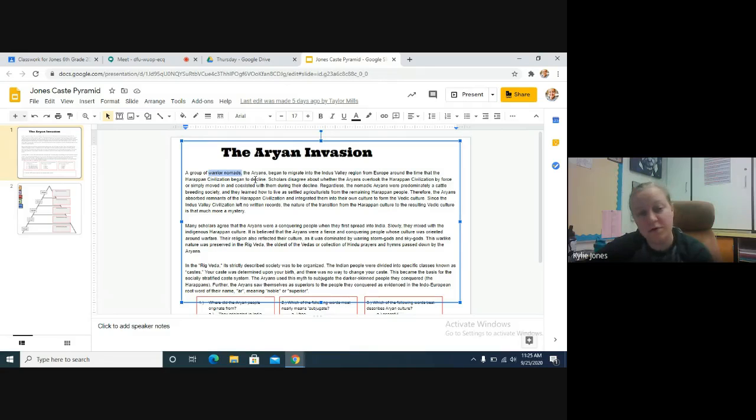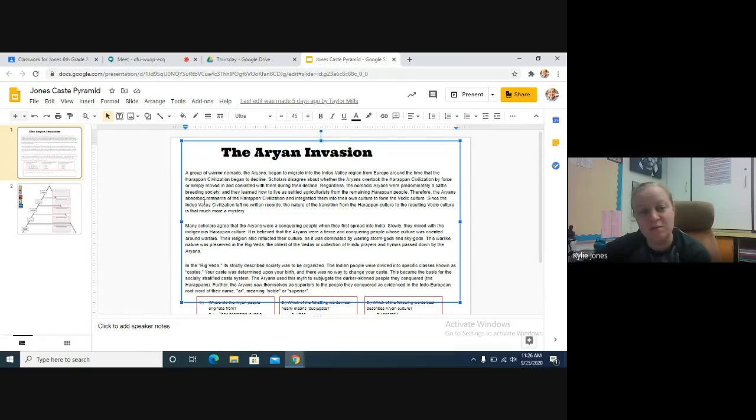So a group of warrior nomads, the Aryans, began to migrate into the Indus Valley region from Europe around the time that the Harappan civilization began to decline. Scholars disagree about whether the Aryans overtook the Harappan civilization by force or simply moved in and coexisted with them during their decline. Regardless, the nomadic Aryans were predominantly a cattle breeding society, and they learned how to live as settled agriculturists from the remaining Harappan people.